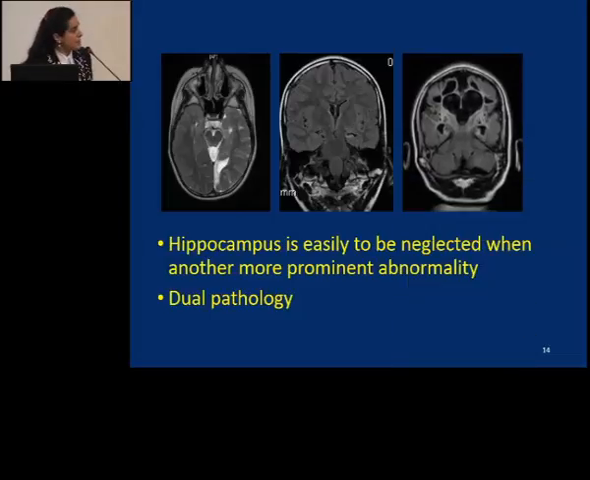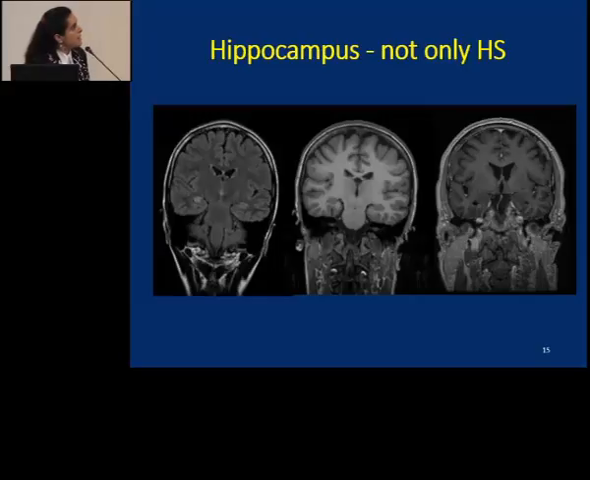And this is another case. You see quite extensive multicystic abnormalities. This is a young baby with sequelae of hypoxic ischemic encephalopathy. And you can see also the atrophy, increased signal, and malrotation of both hippocampi. Of course, this is not only the hippocampal sclerosis which could affect this hippocampal region.